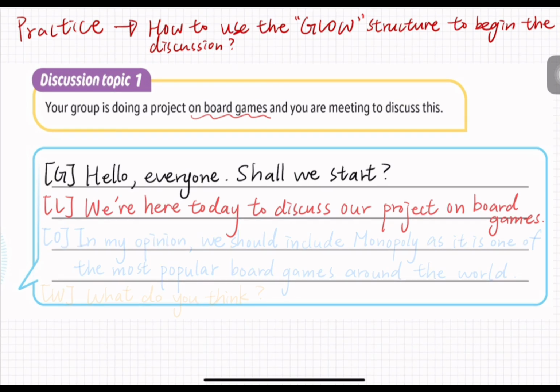Then, what is step number 2 in beginning our discussion? The letter L stands for lead in. So, we need to introduce our discussion topic. We may say, we are here today to discuss our project on board games. So, we can directly copy the topic from the question paper. And then what is step number 3? Output, right? So we have to talk about our own ideas. We may use the phrase in my opinion. In my opinion, we should include Monopoly as it is one of the most popular board games around the world.